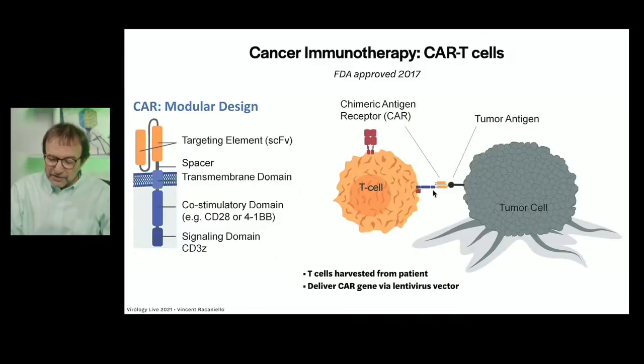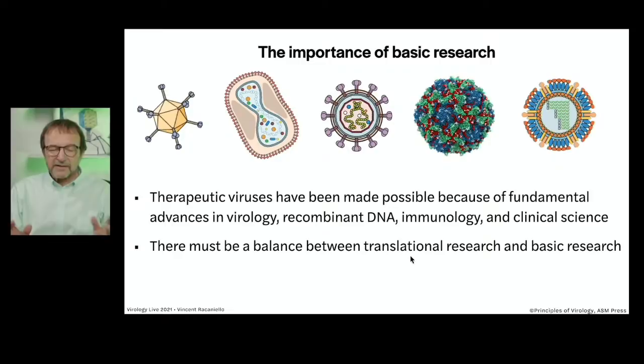So I want to end this by reminding you that all of this today has been made possible by basic research. Fundamental advances in virology, recombinant DNA, immunology, clinical science, much of which we have talked about in this course. So there always has to be a balance between translational research and basic research, which means translational research: cure a disease, and basic research: here's a good scientist, give them some money and let them pursue their curiosity, and good things usually happen. And most people don't get this.